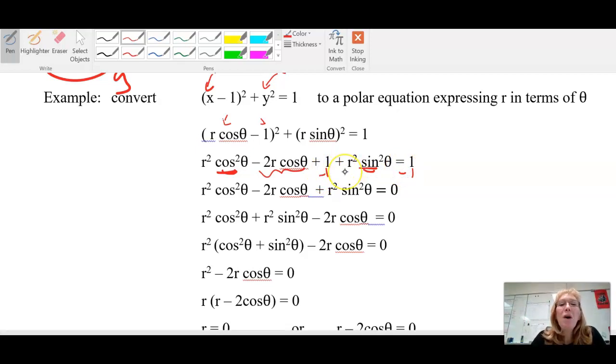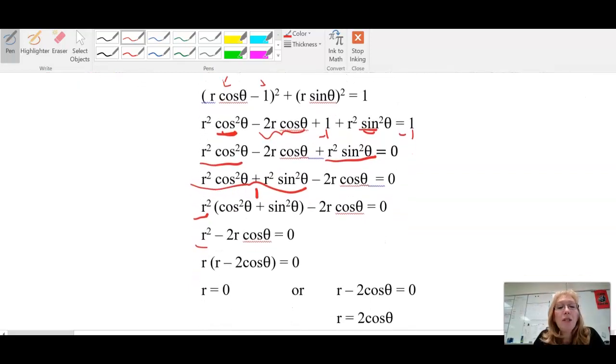Okay, so we subtract the 1, and now we've got a cosine squared and a sine squared. Well, we know that cosine squared plus sine squared is 1. So if we can get those together, this is helpful. So we put those together here, factor out the r squared, but now it's r squared times 1. So we have r squared. But we still have negative 2r cosine theta, which is fine.